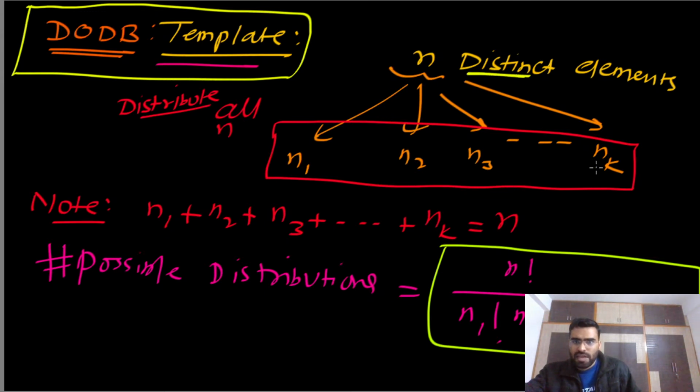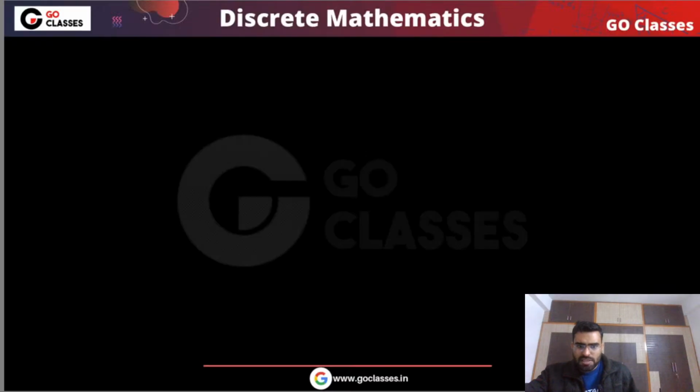These must be different elements, and remember, these must be different boxes. All boxes must be different. So here these n1, these n2, they must go to different boxes. They must go to different people. Okay, so that is the meaning. Now let's see this question.